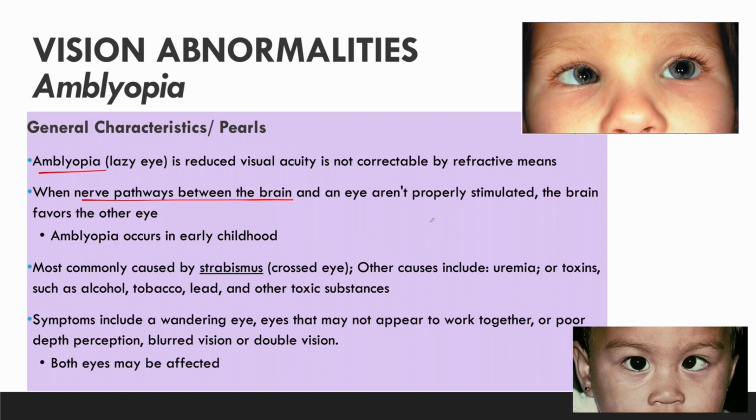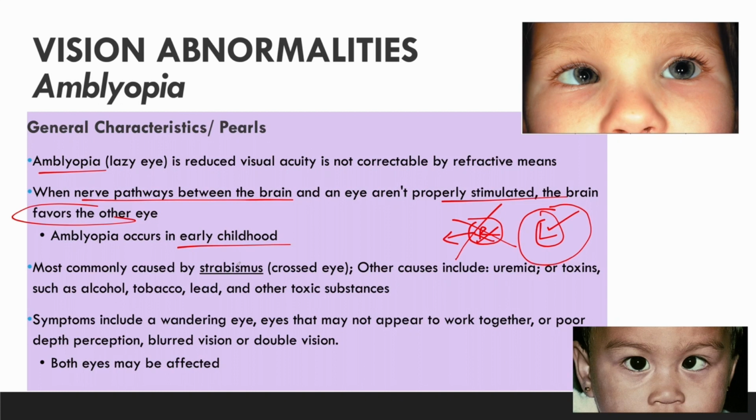So, this is the right eye. This is the left eye. This is the good one. This is the bad one. The brain just says, I'm done with you, right eye. We're gonna take all our visual input from here. And so then this eye kind of falls to the wayside. It doesn't send input anymore. And so it comes from not properly stimulating the brain. And so the brain favors the good eye. And it often occurs in early childhood with issues related to the eye.